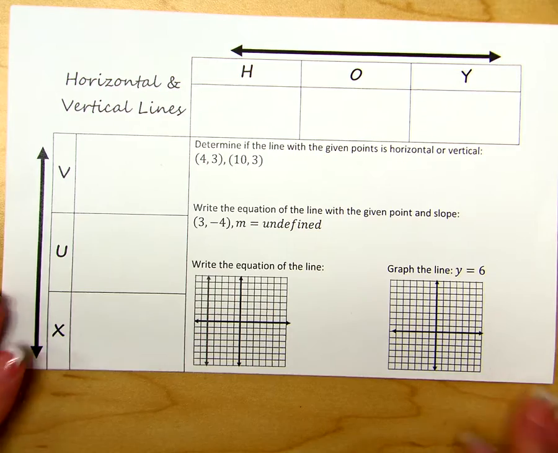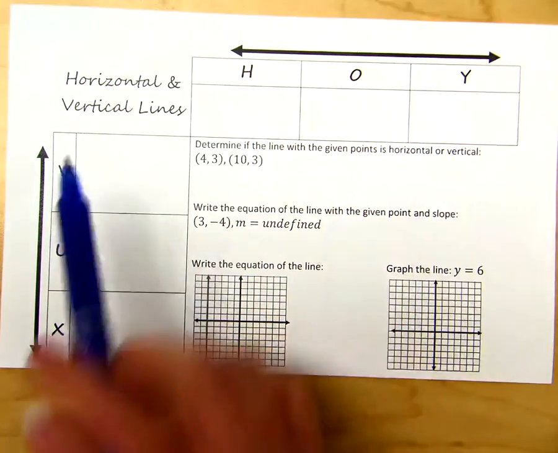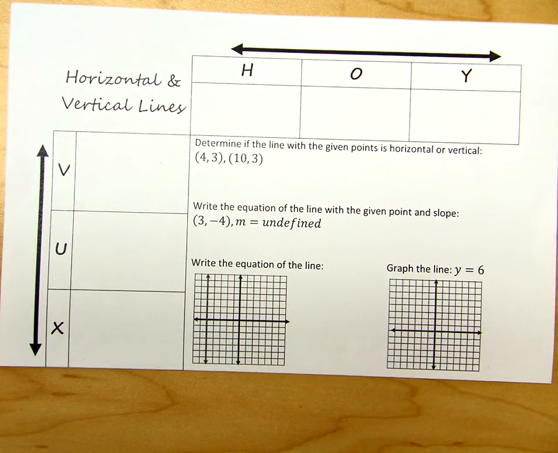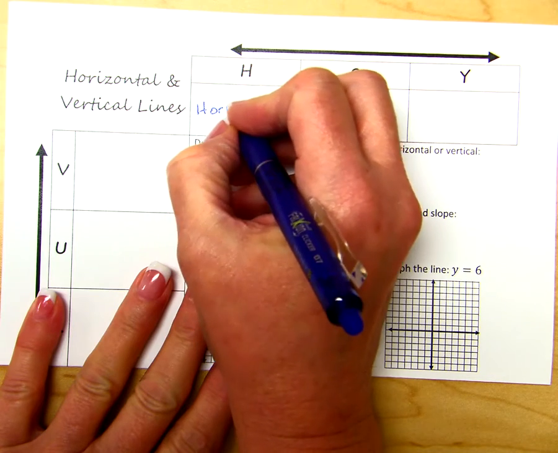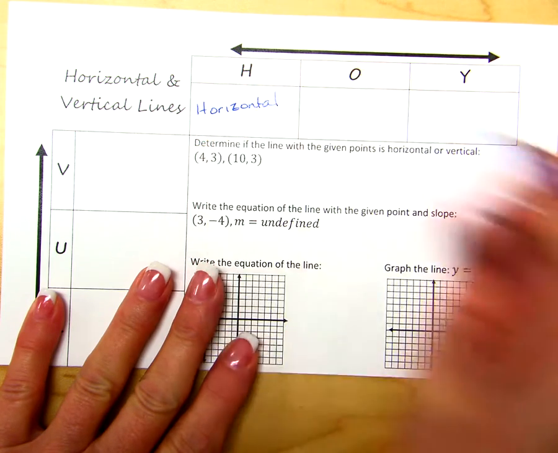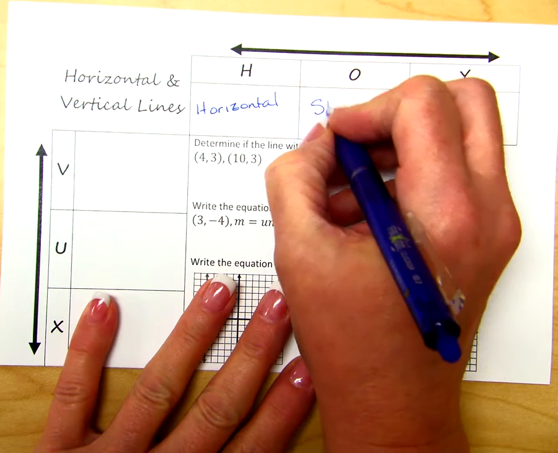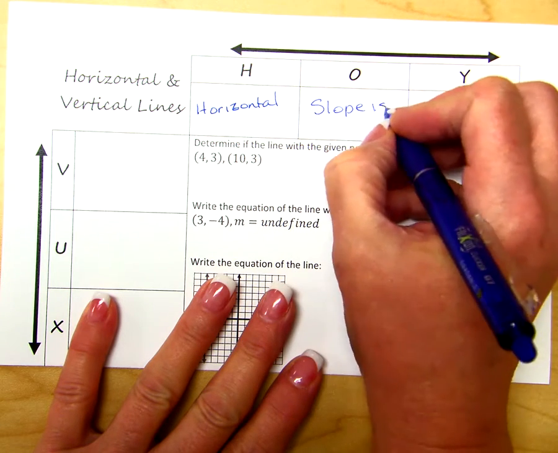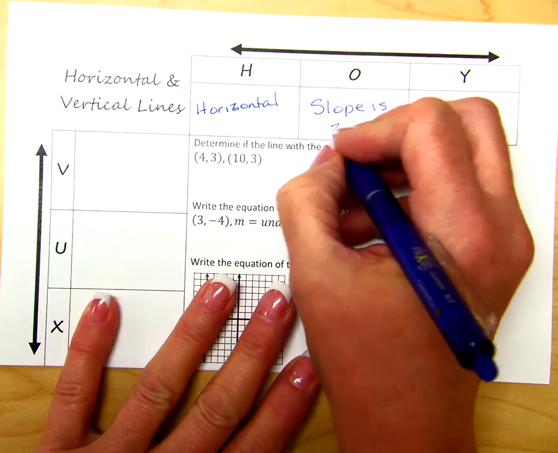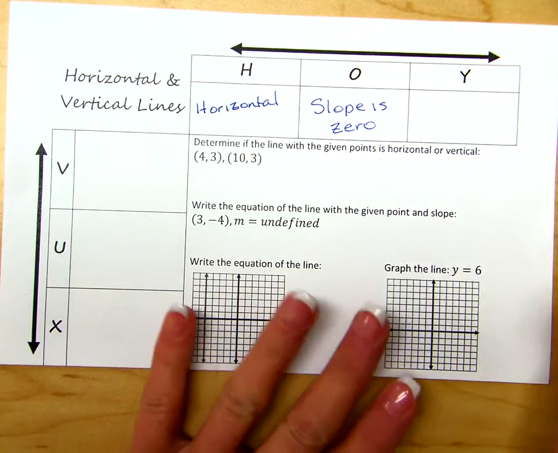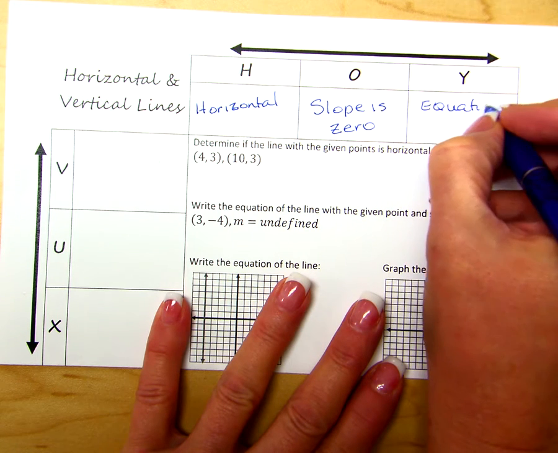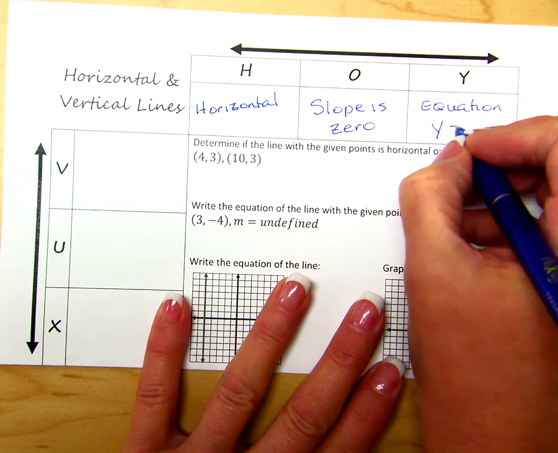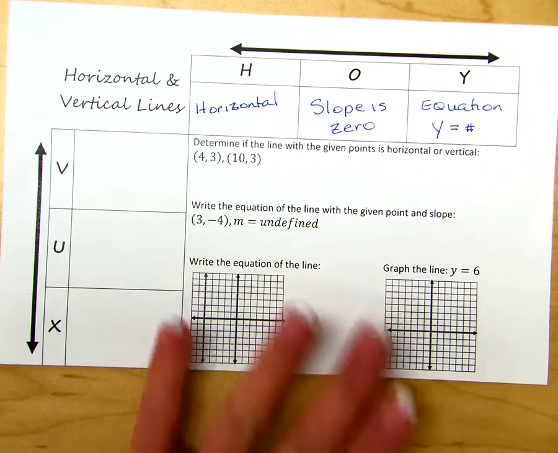So we have these mnemonic type things here to help us remember. It's HOVUX. H, of course, stands for horizontal. O would be for slope is 0, so that's really a 0 instead of an O. And then the equation is always y equals some number. So for your equation, you'll always get y equals some number.